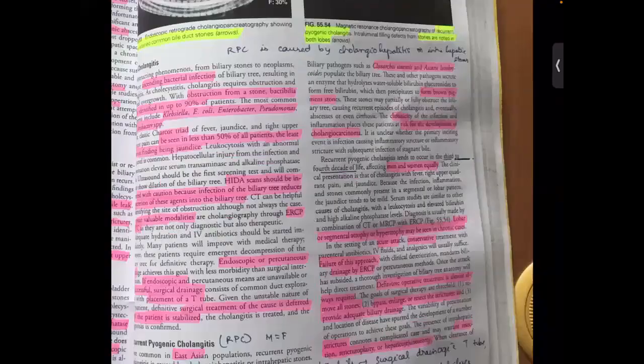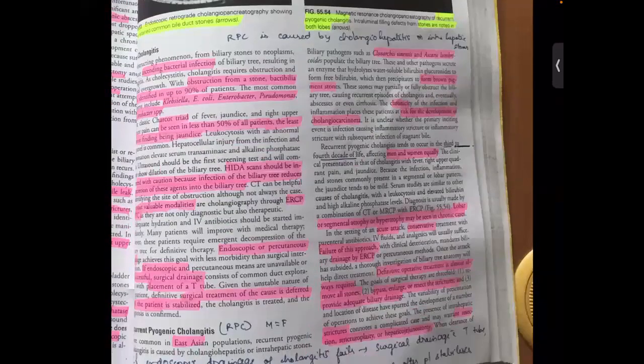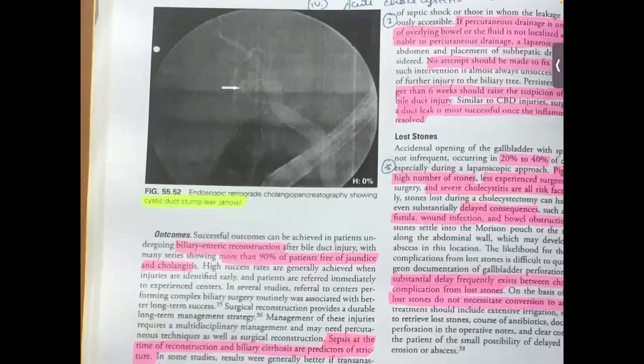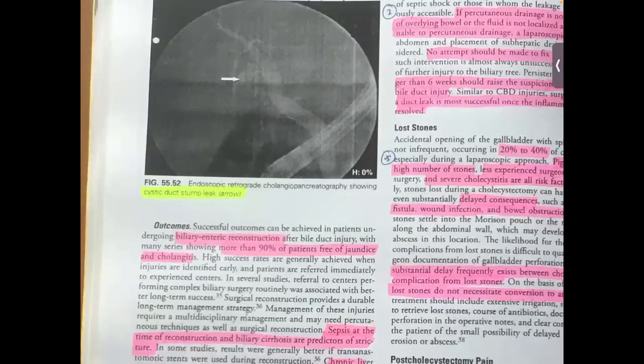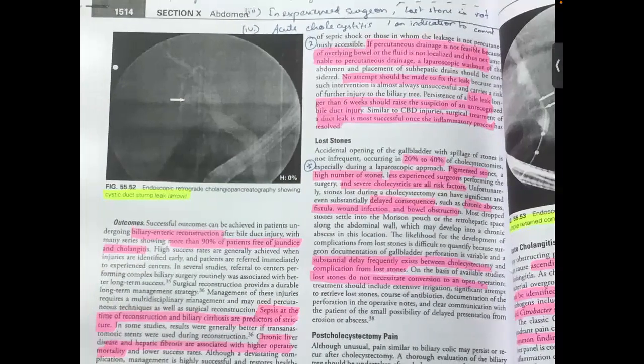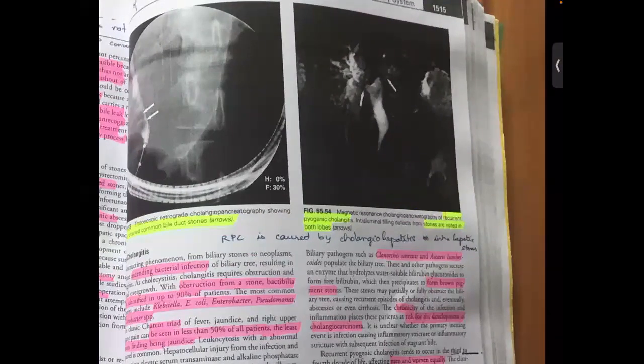So next is cholangitis. Mostly all the points which we know only they have told. So we'll see this image. This image is very important. Every image in hepatobiliary is important. So this is a cystic duct stump leak, which is shown in the arrow. So this is the retained stones. We can see the arrow mark is showing stones in the common bile duct, which is retained.